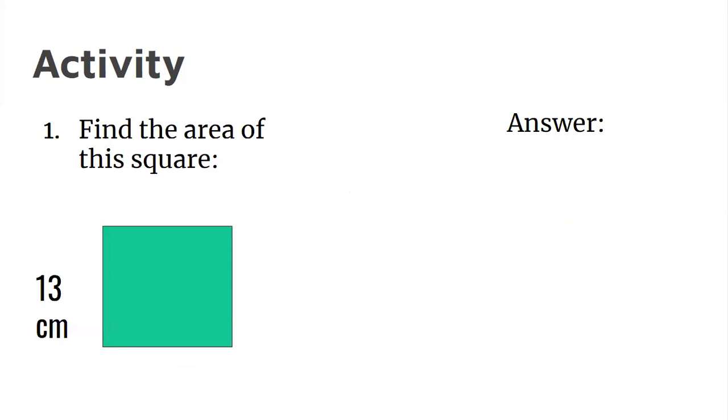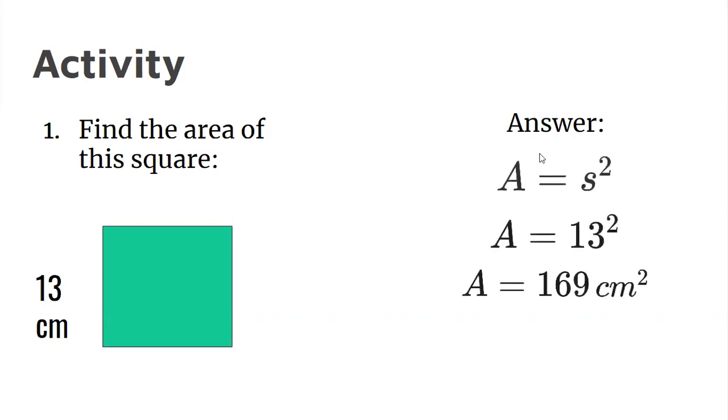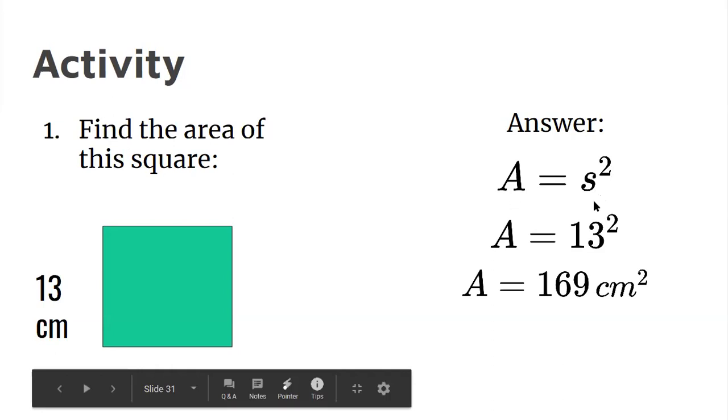So pause in 3, 2, 1, pause. And what's up? We back. Now the answer to this problem is, I show you my work. So we got A equals S squared. So area equals side squared. And then you plug in the 13 into the S, because plug in 13 as the side.